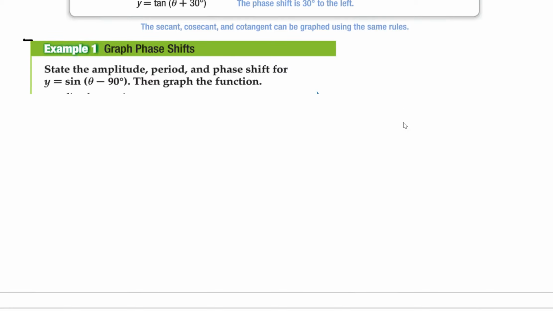So let's do an example. Let's make this pi over 2. Your book has a weird thing about degrees, no one graphs in degrees. So let me rewrite this. This is sine of theta minus pi over 2. So we treat everything the same.